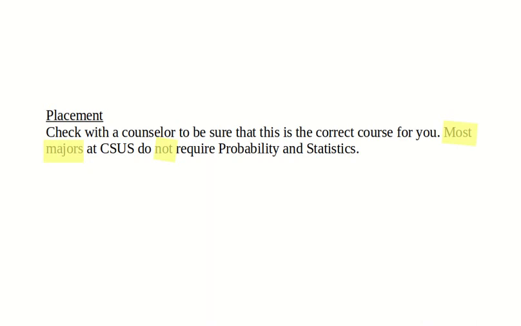Make sure that you're a science major, an engineering major, nursing major, math major. Make sure you're in the correct place. I can't help you with that. That is something for a counselor. But it is a fact that most majors at our nearest four-year school, CSUS, do not require probability and statistics.